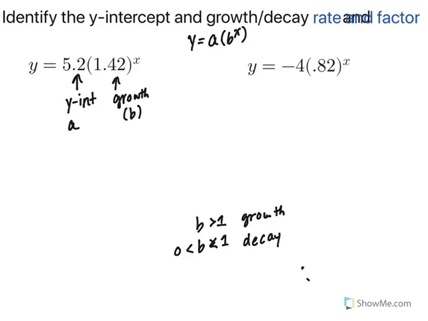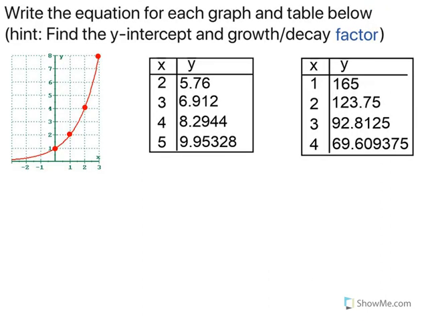So when we look at the second one, we know that our y-intercept, our a, is negative 4. And we know that our growth, or in this case, our decay factor, is 0.82, because that number is smaller than 1. Now we want to write the equation given the graph and the tables. So again, when we're given the graphs and tables, we want to begin by finding the y-intercept and the growth or decay factor, and then we'll substitute in those values.